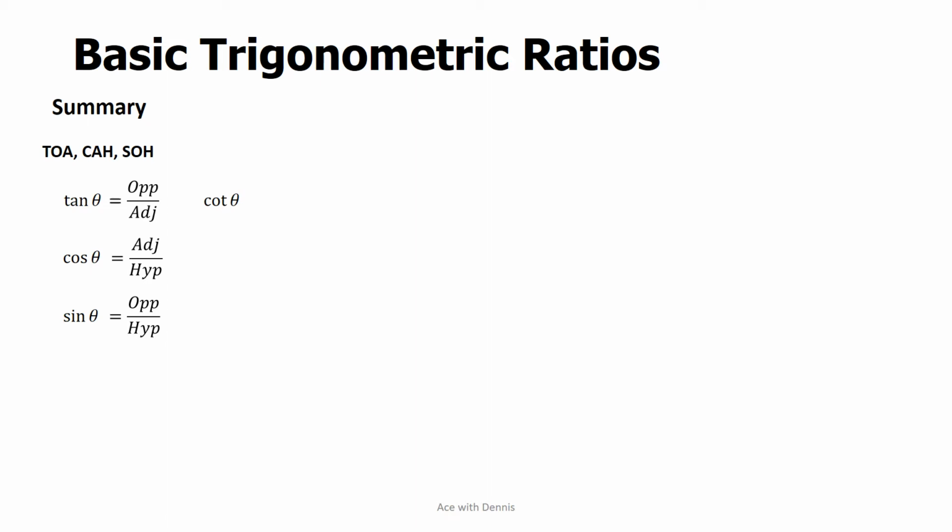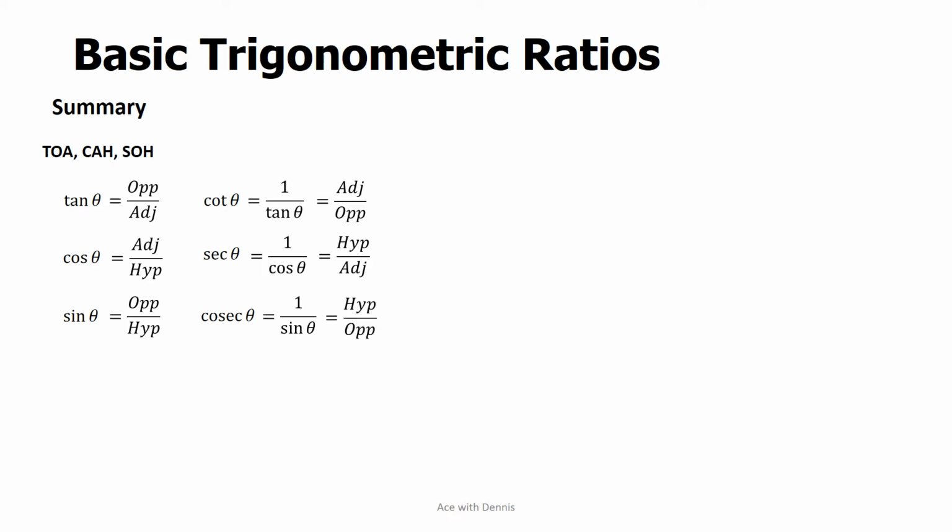Its reciprocal, cotangent theta equals 1 over tangent theta, which equals adjacent over opposite. Secant theta equals 1 over cosine theta equals hypotenuse over adjacent. Cosecant theta equals 1 over sine theta equals hypotenuse over opposite. Tangent theta also equals sine theta over cosine theta. Therefore, cotangent theta equals cosine theta over sine theta.